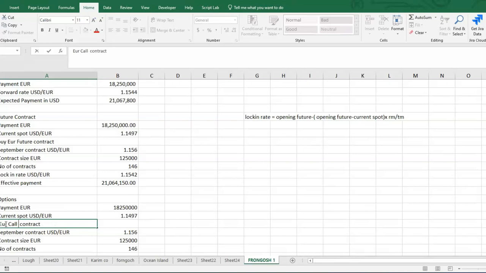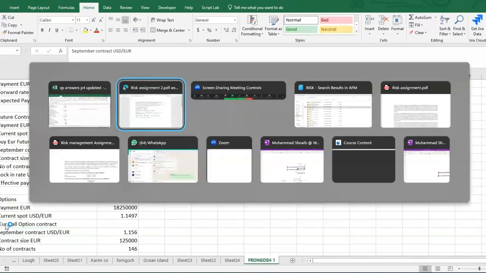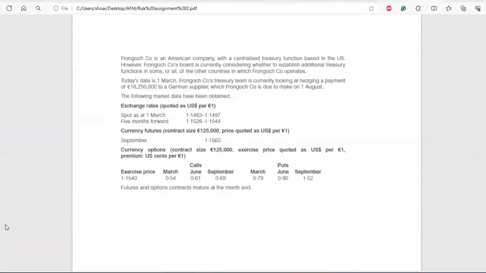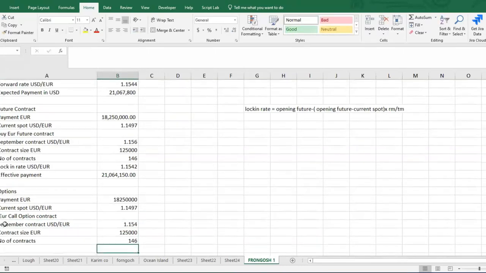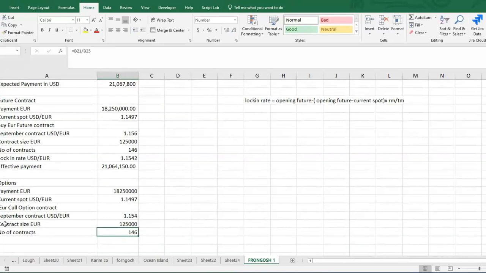If there is a buy future, that would be call option. If there is a sell future, that would be put option. September contract and exercise price is 1.1540. Contract size is given. Number of contracts are same, 146.